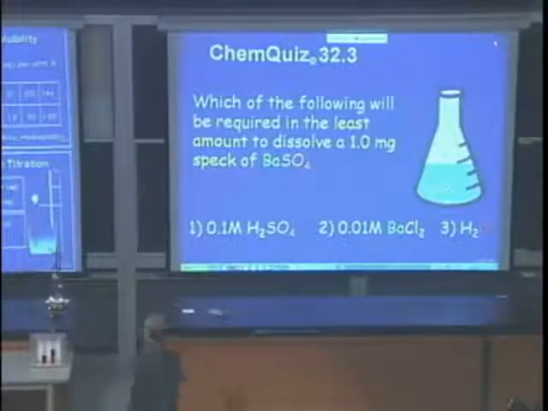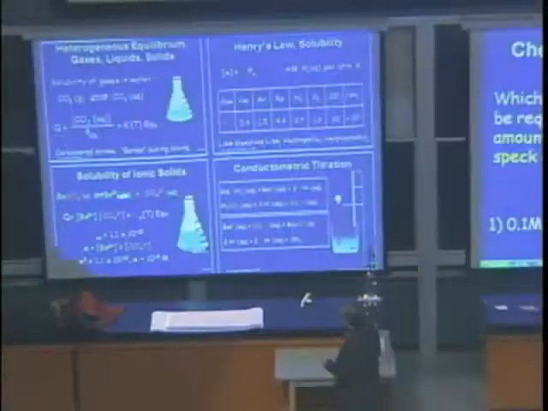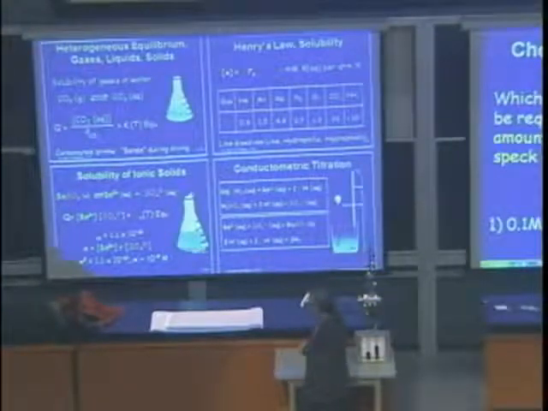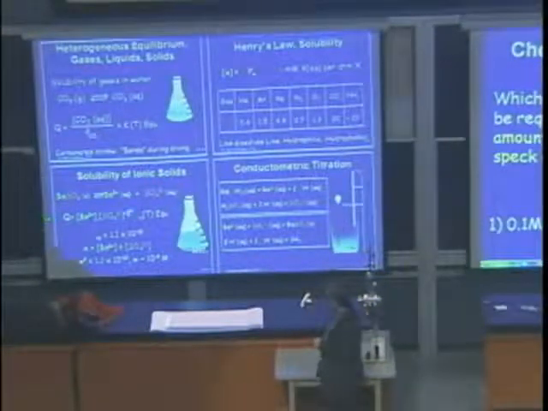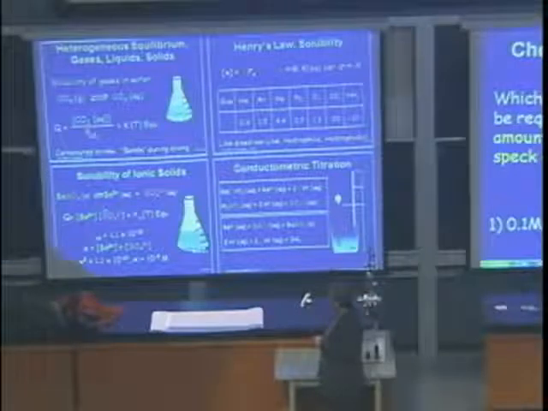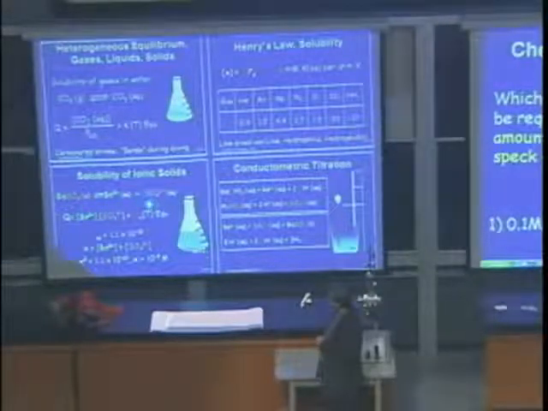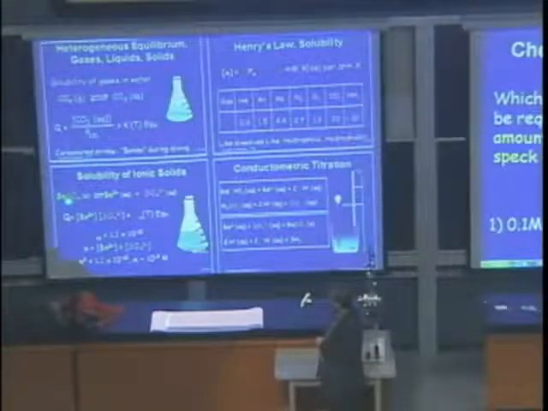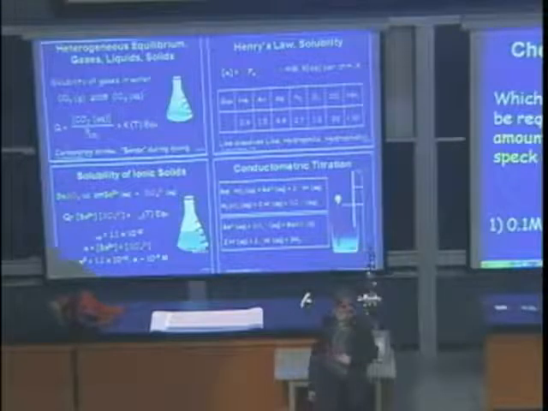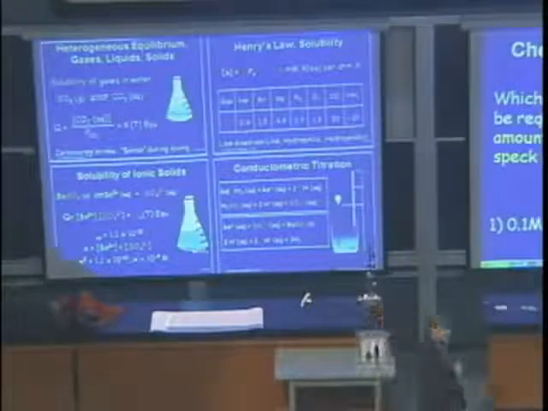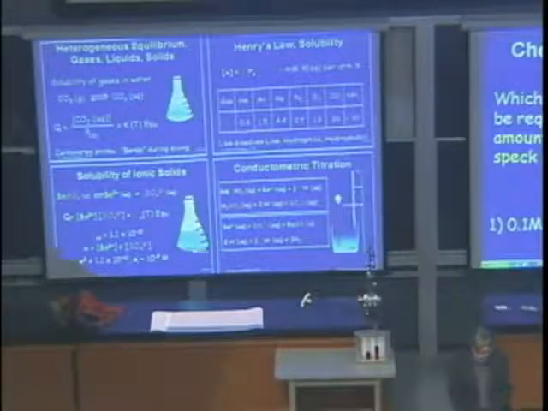Let's see, yeah, there's the barium sulfate equilibrium, okay? Here's the barium sulfate equilibrium. I went through that, didn't I? So if you add sulfate, what would you do? You add sulfate to that solution. What would happen? You add barium chloride, what would happen? So what do you use? Water, sulfuric acid, or barium chloride?